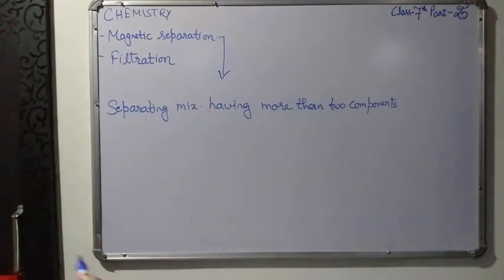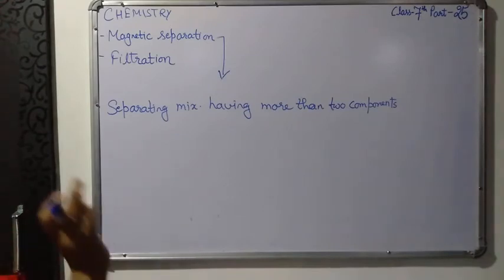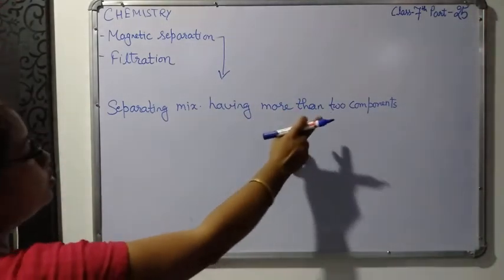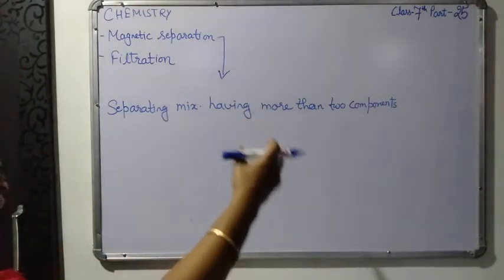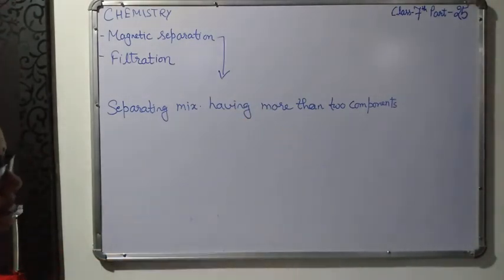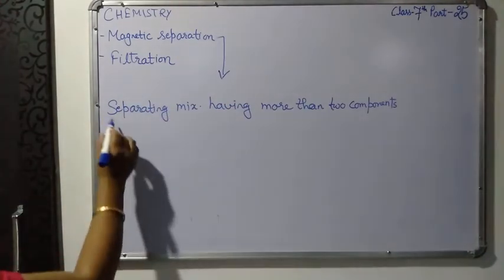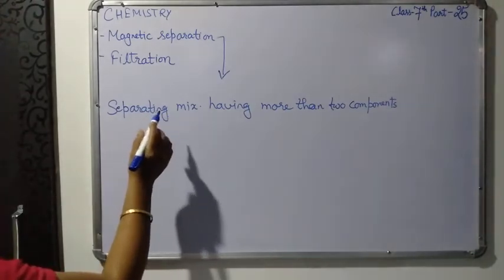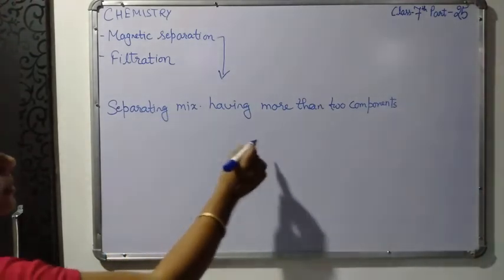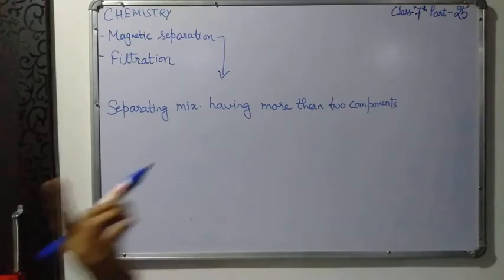So how will you separate the components? A mixture containing only two components can be separated by using a single method, but for a mixture having more than two components, you have to use more than one method, and for choosing the separating methods you have to look at the properties of the components, as I told you earlier.